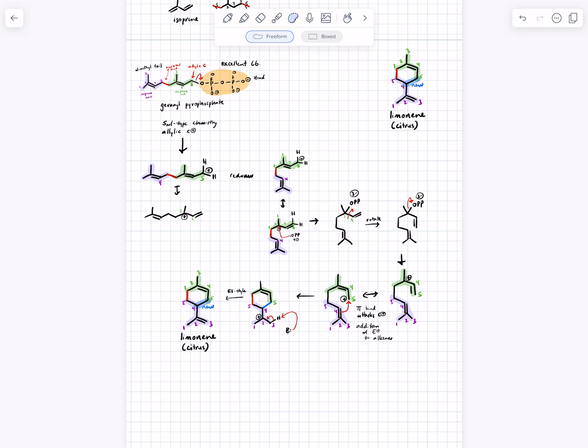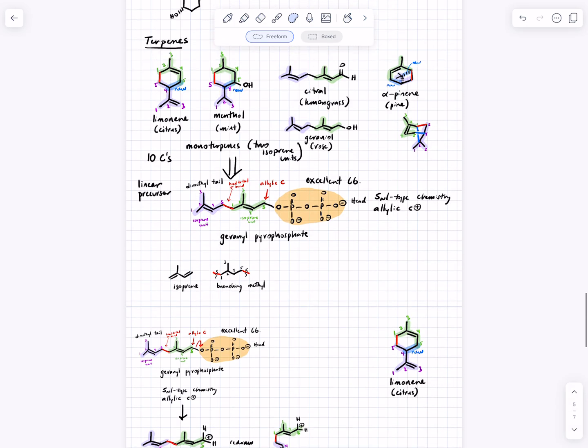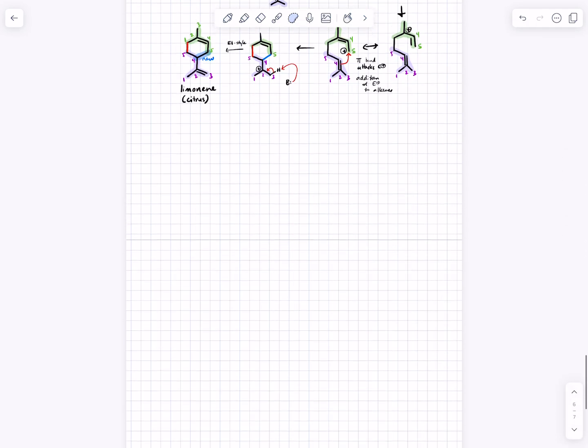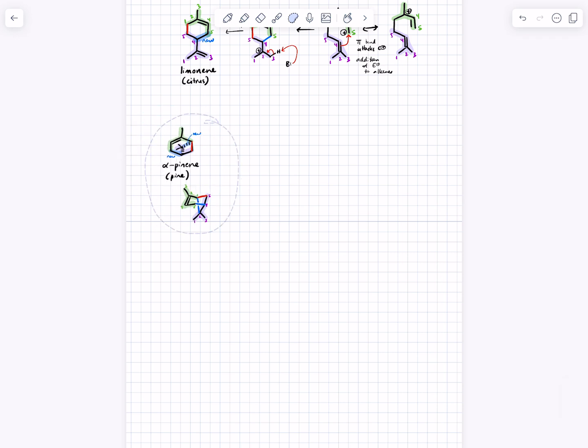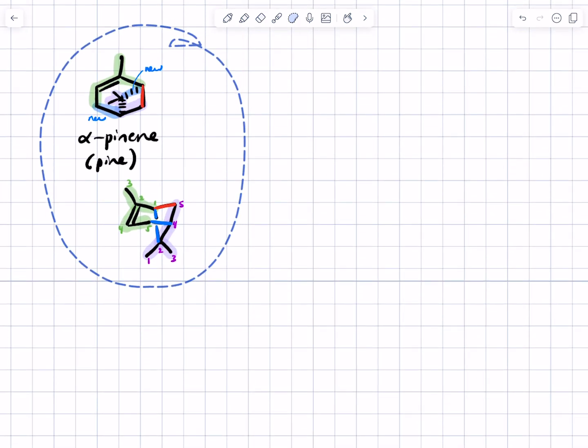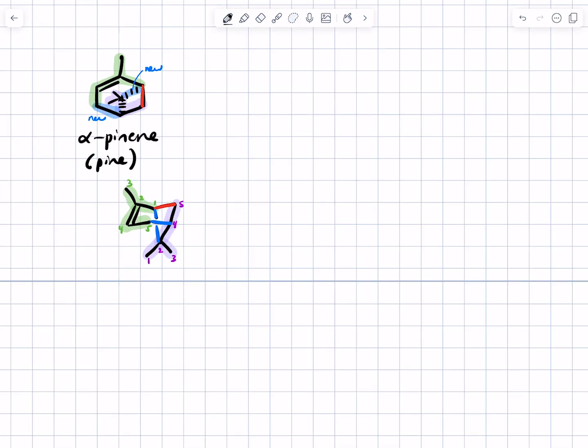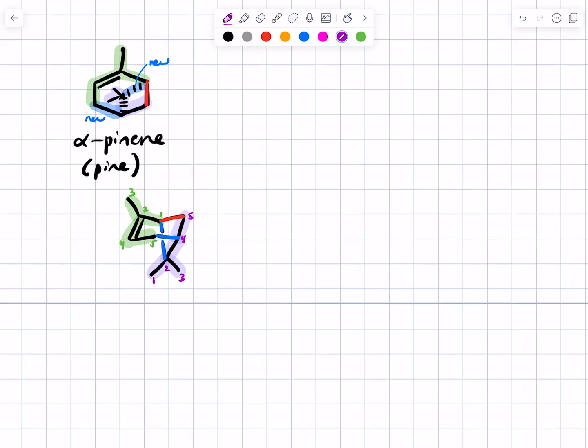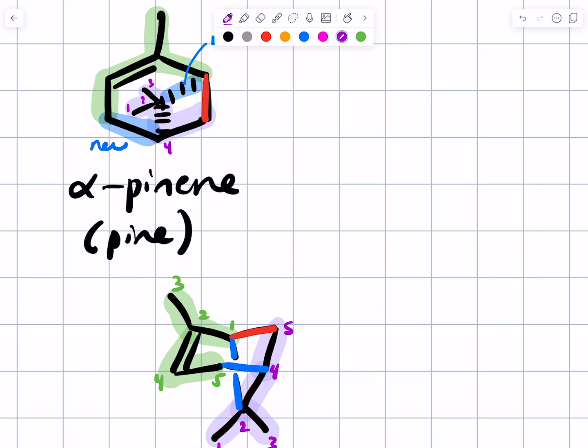This is fun. Let's do more. So I told you about alpha pinene, which we'll copy in both of these structures. Notice that in alpha-pinene, we have the new bonds that we need to make. Let me label the carbons again. 1, 2, 3, 4, 5. And then 1, 2, 3, 4, 5. The new sigma bonds we need to make are between green 1 and purple 2.